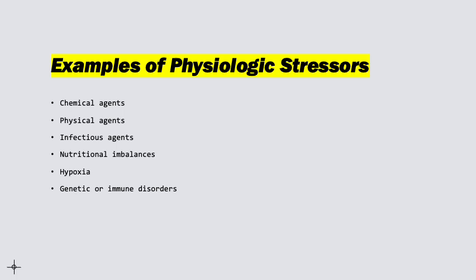Physiologic stressors have both a specific effect and a general effect. The specific effect is an alteration of normal body structure and function. The general effect is the stress response. Primary physiologic stressors include chemical agents like drugs and poisons, physical agents, which include heat, cold, and trauma, infectious agents like viruses and bacteria, nutritional imbalances, hypoxia, and genetic or immune disorders.